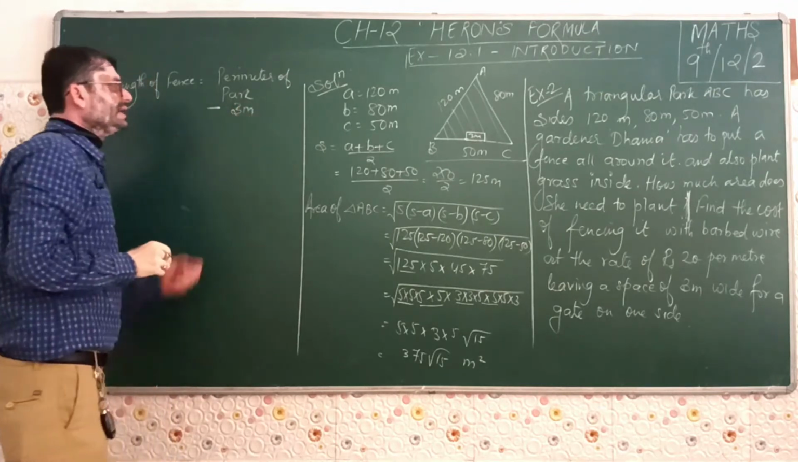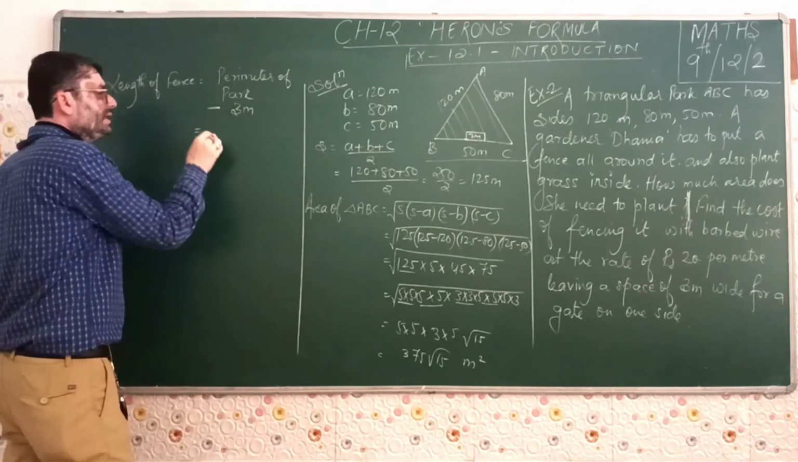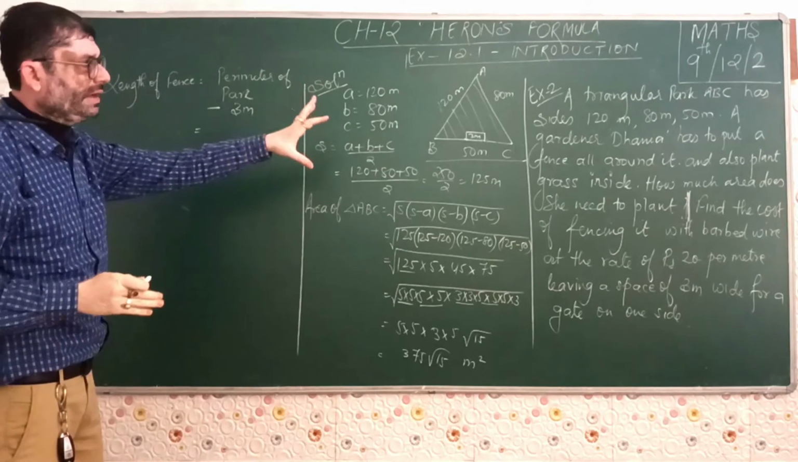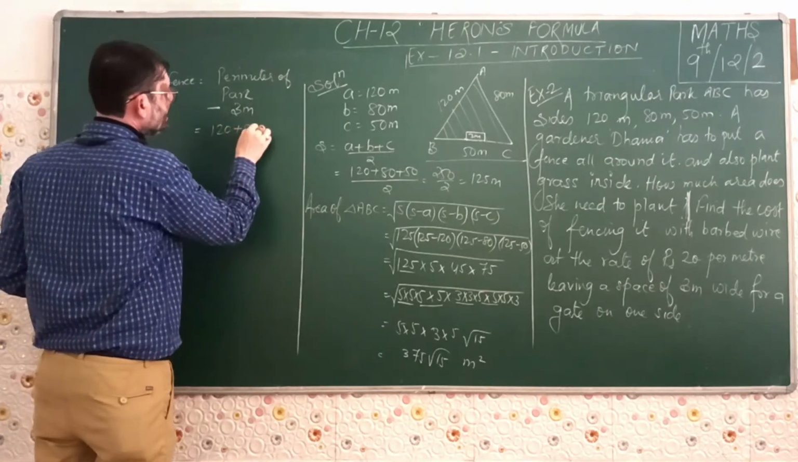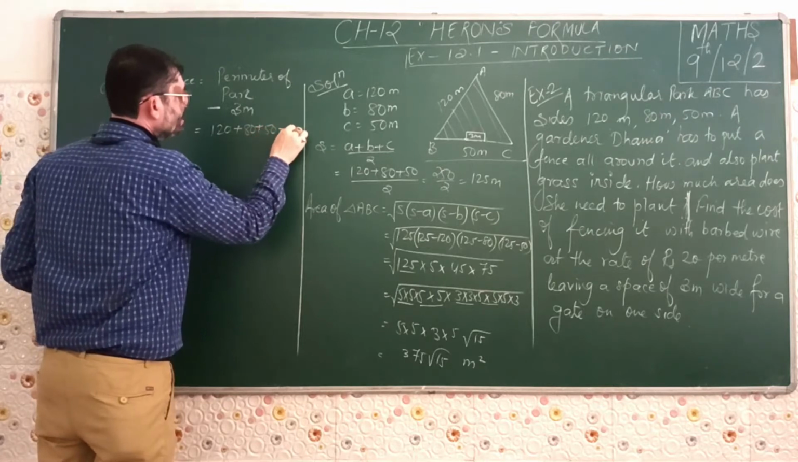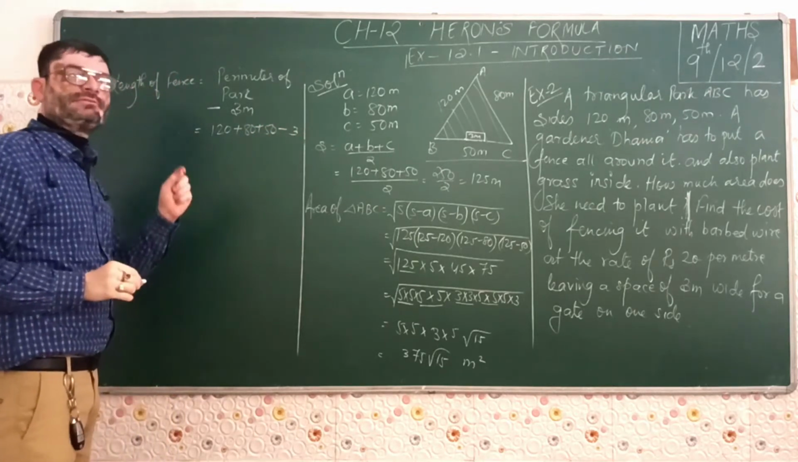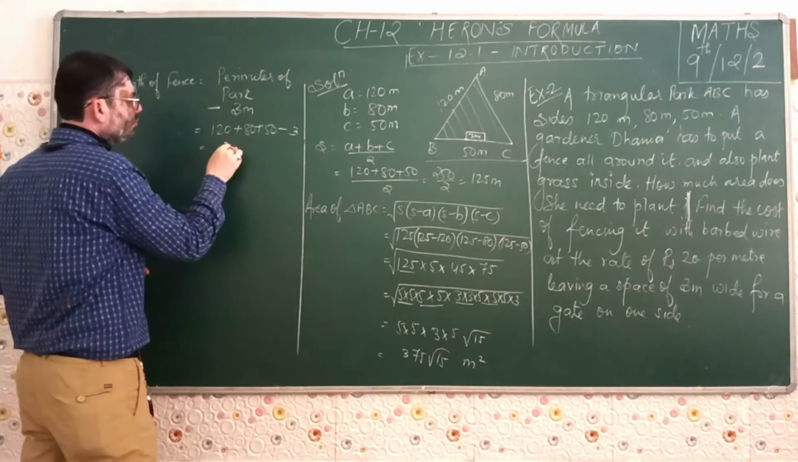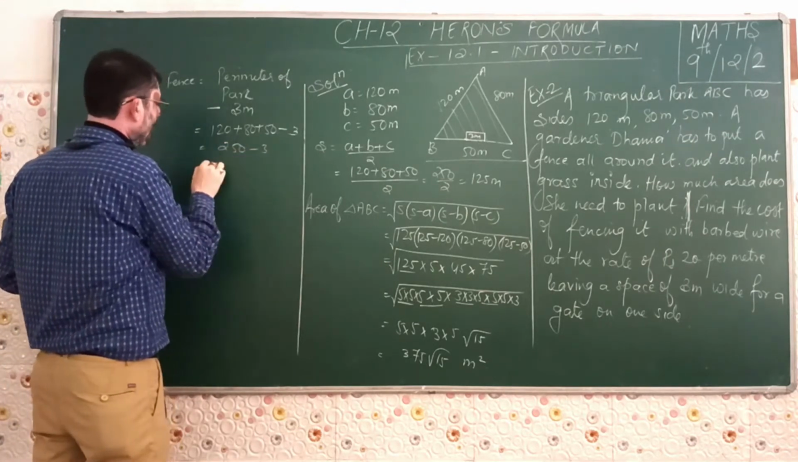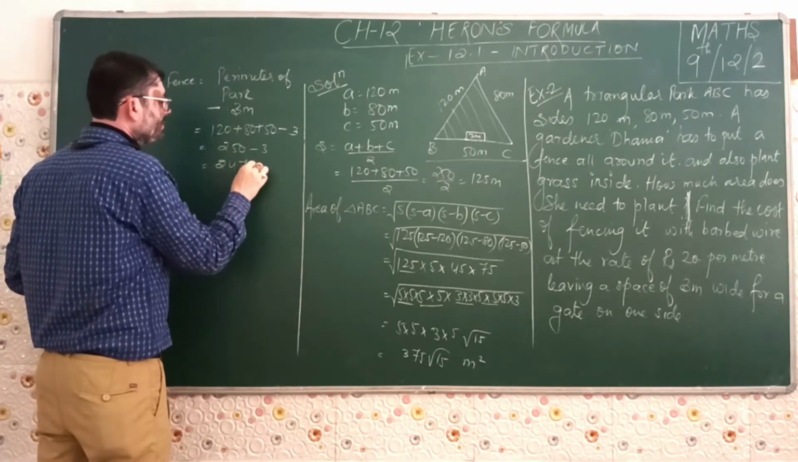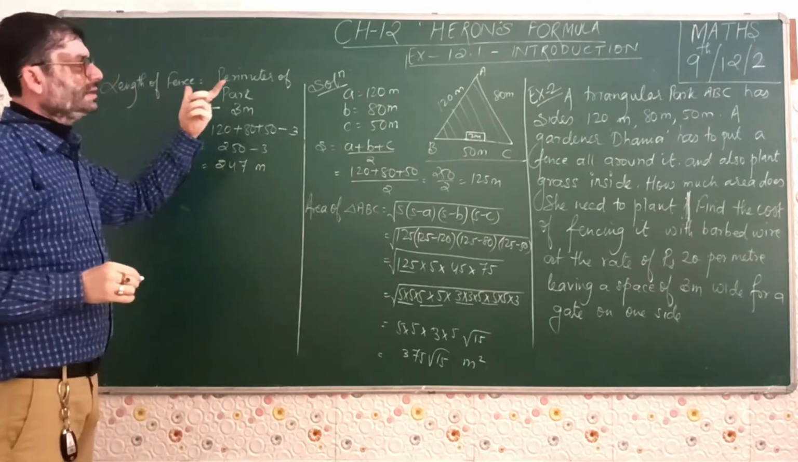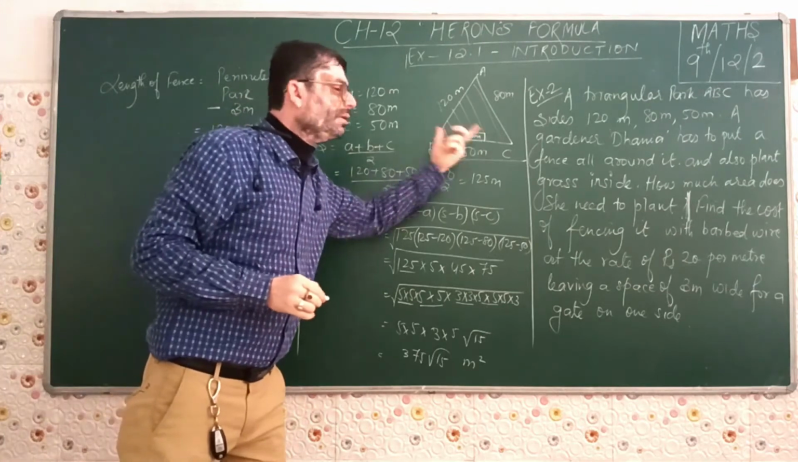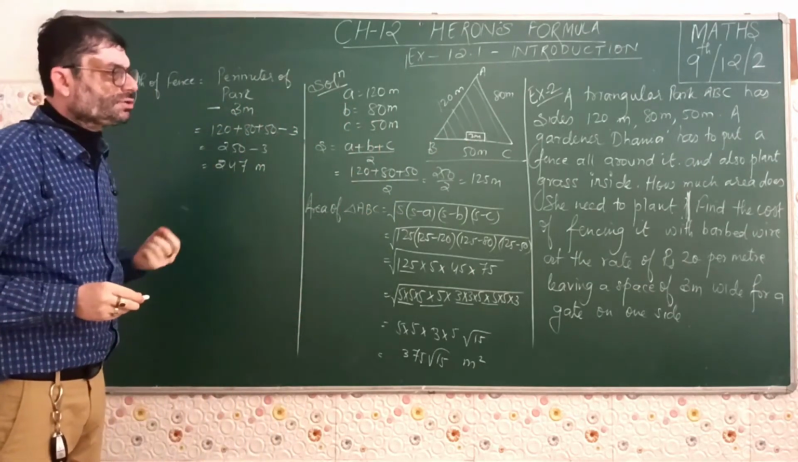You can write directly. And what is the perimeter of the park? That is all the 3 sides, where everything is to be fenced. So this is 120 plus 80 plus 50 and minus 3 meter that has been left for the gate. So this is 250 minus 3, and 247 meter length of the fence will be there, leaving a gap of 3 meters.